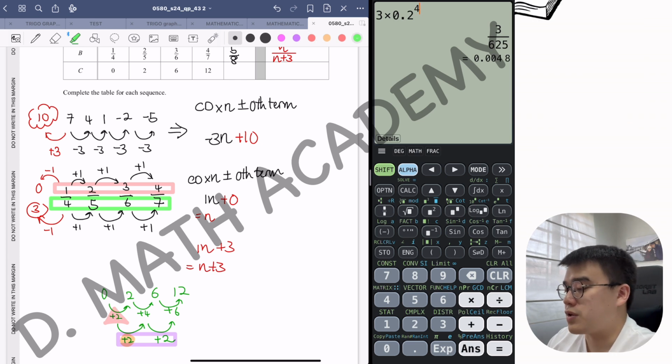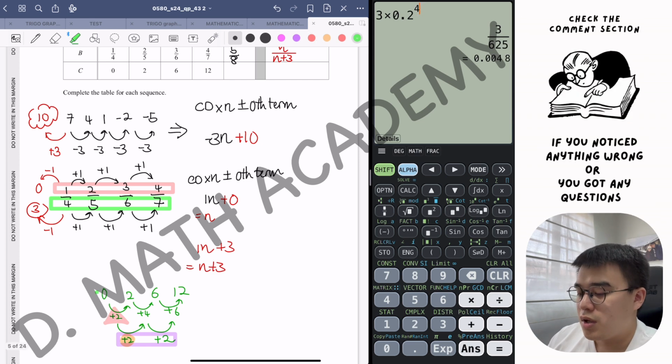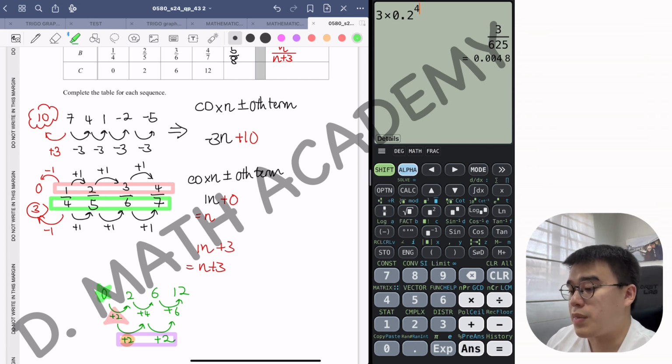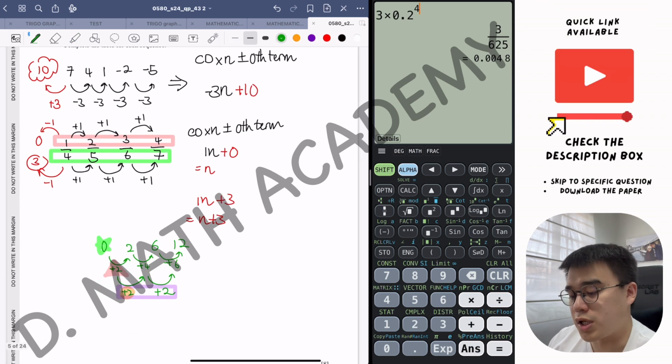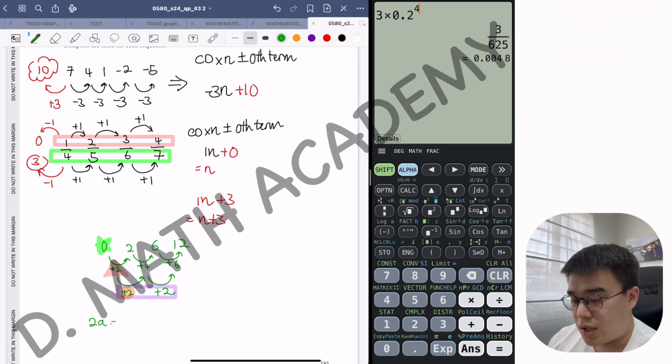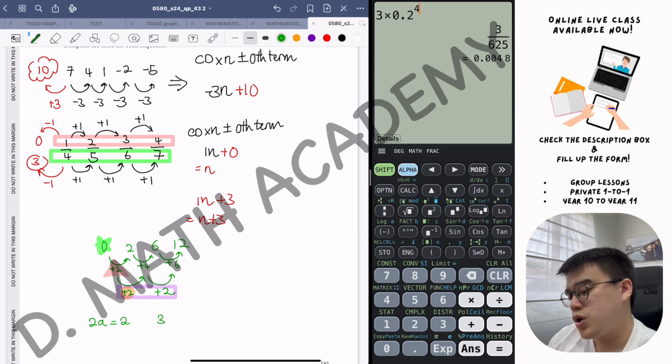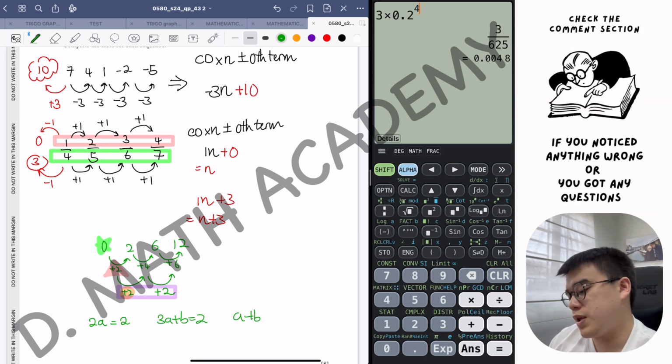So you notice that I use different shapes, so that I can remind myself what formula to use for each part of the calculation. So 2a equals to 2, 3a plus b equals to 2, and a plus b plus c equals to 0.